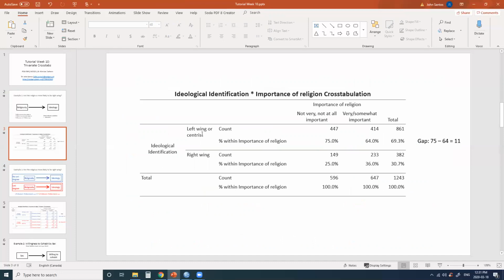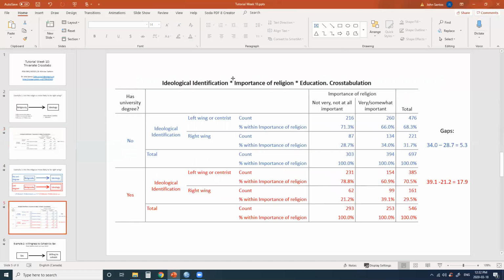So folks who say religion is very or somewhat important to them are 11 points more likely to identify as right wing than those who say that religion is not very or not at all important. Similarly, those for whom religion is not very or not at all important are 11 points more likely to identify as left wing or centrist than those for whom religion is very or somewhat important.